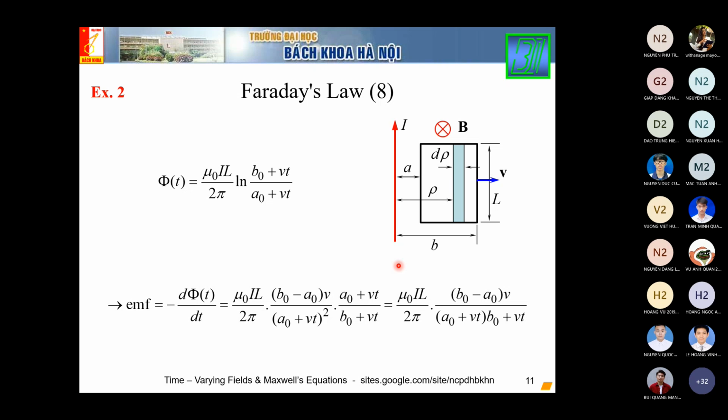So at the moment, finding induced voltage is not very hard. All we have to do is to find the magnetic flux. And how to find magnetic flux? That problem was solved in the previous chapter.